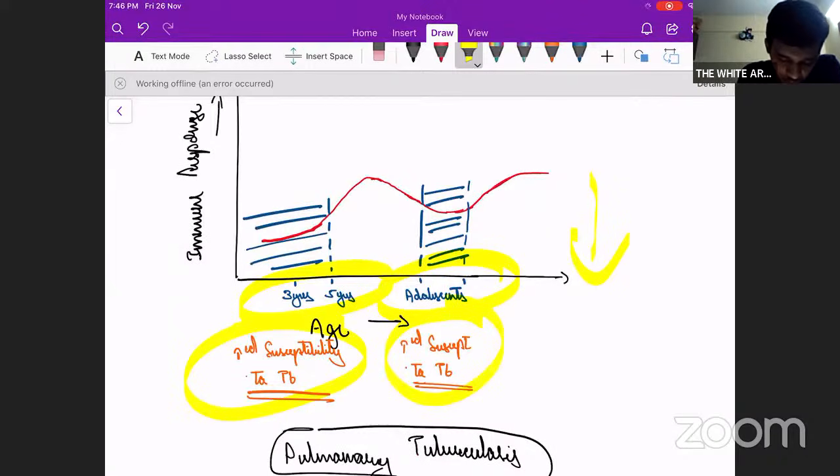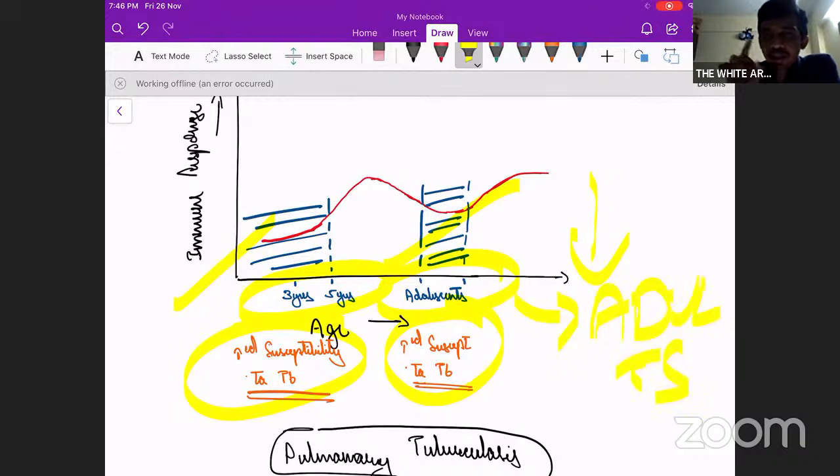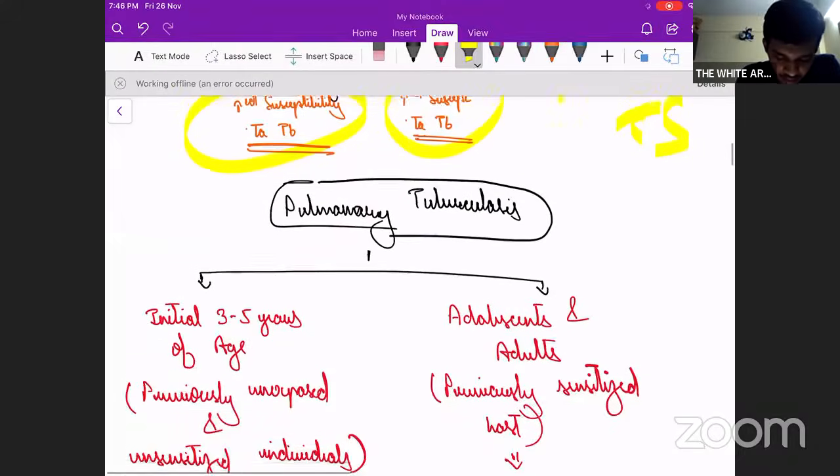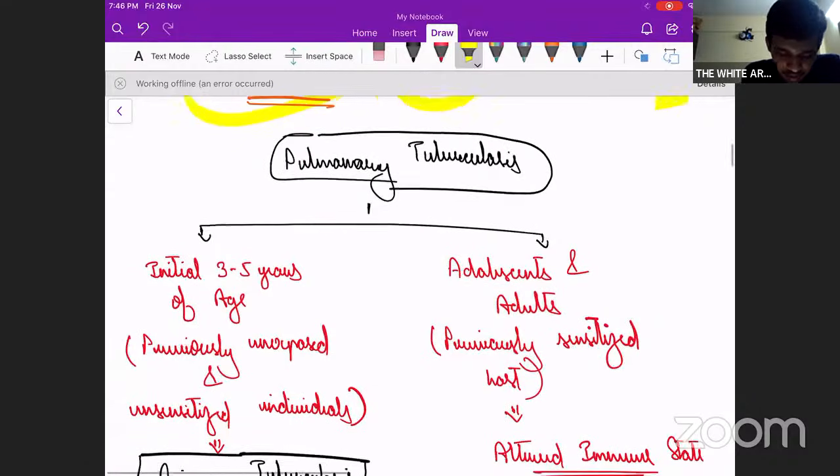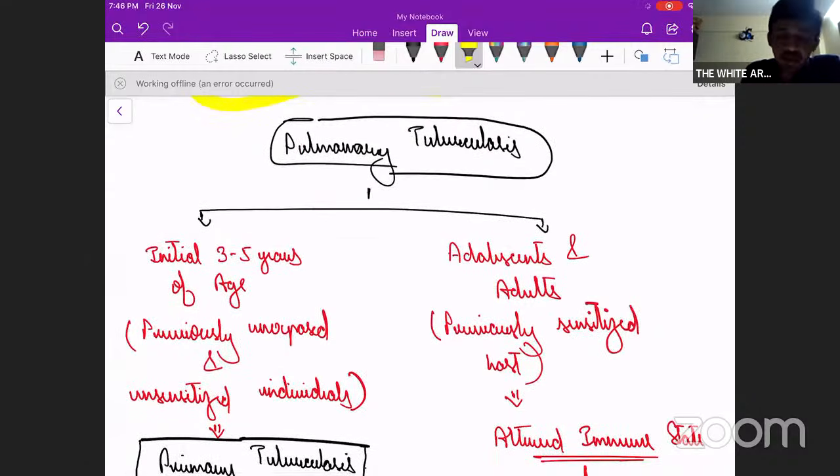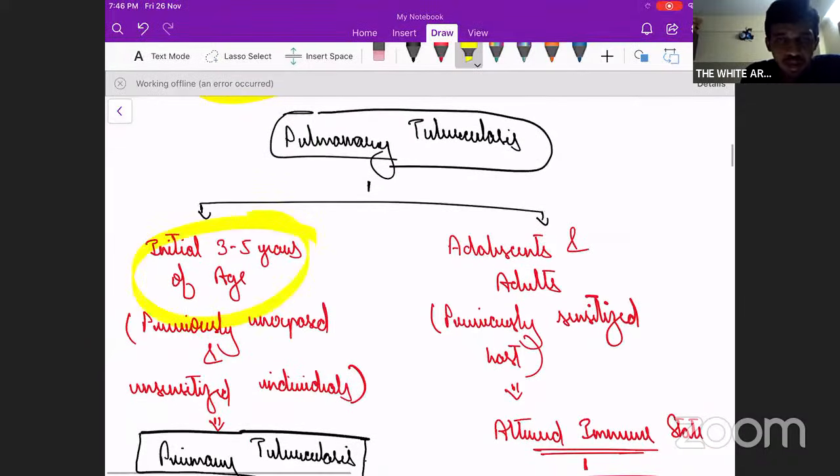But the difference between these two populations is that the adolescent age group tends to have disease similar to that in adults, similar to the cavity lesion in adults. But the pediatric age group, between 3 to 5 years, usually ends up having primary progressive disease. So what is primary progressive disease? We'll see. Almost all children, about 80%, will get infected with pulmonary tuberculosis in their initial 3 to 5 years of age.